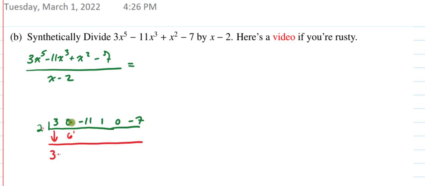And then when I do this operation right here, that's addition. So when I add 0 to 6 together, I get 6. So I'll do 2 times 6, that gives me 12. Then I'll add those two together, that gives me 1. Then I'll do 2 times 1, which is 2. I'll add those together for 3. 2 times 3 is 6. 0 plus 6 is 6. And then I do 2 times 6 for the last multiplication. That gives me 12. And I end up with a remainder of minus 5.